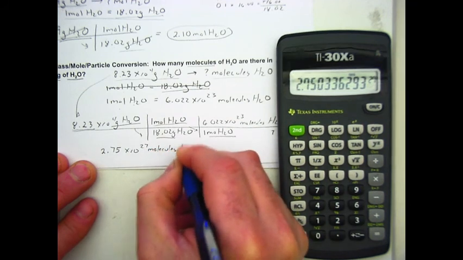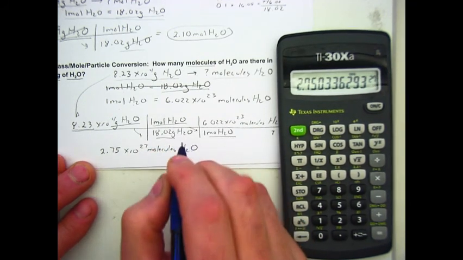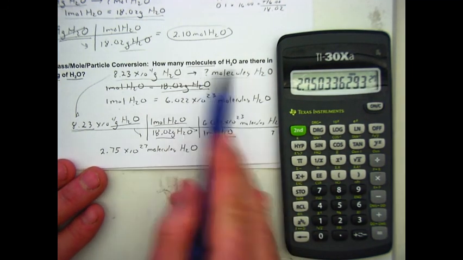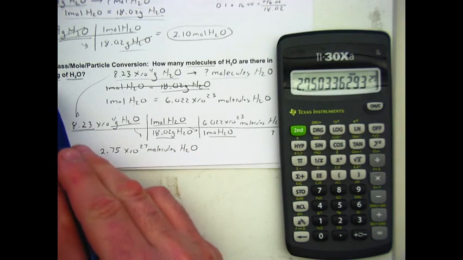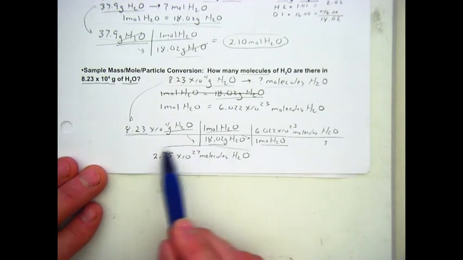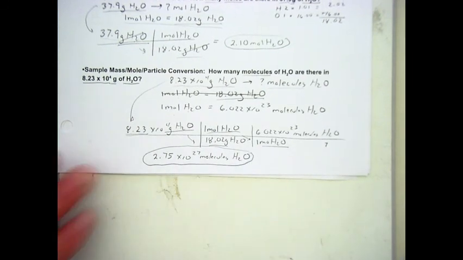molecules of water. And that is my answer. That's how many molecules of water there are in 8.23 times 10 to the 4th grams of water. And I circle my final answer.